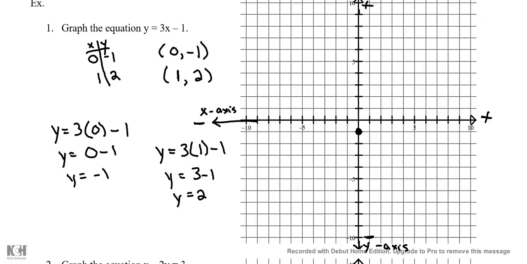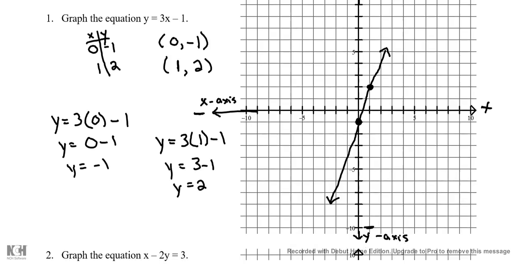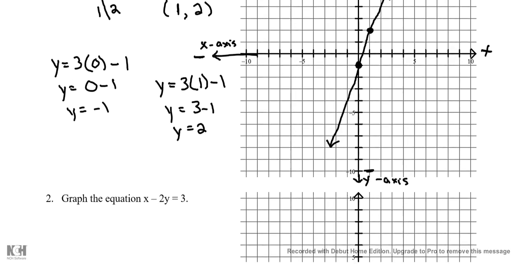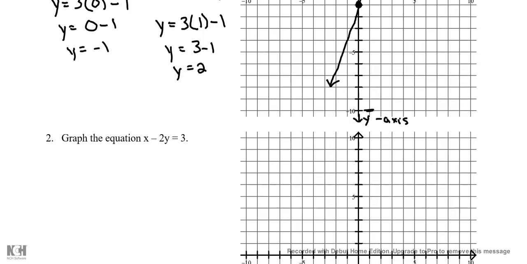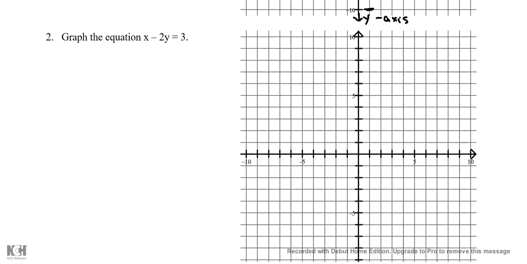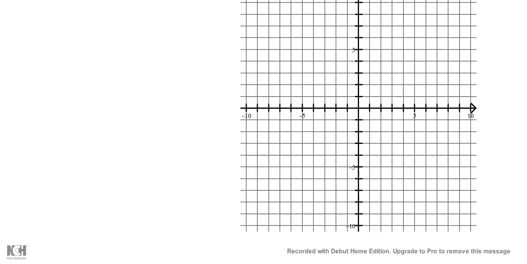Come back to the center. My x coordinate is 1, so I go to the right 1. Before I put my point, I still have to go to the y coordinate. The y coordinate is 2, so I go up 2. So I went right 1, up 2, and I put a point right there. So my line then runs straight through my 2 points. You'll have to forgive the fact that my drawing is not perfectly straight, but it is rather close. And that's all you need to do to graph a line. So now we want to do it again.